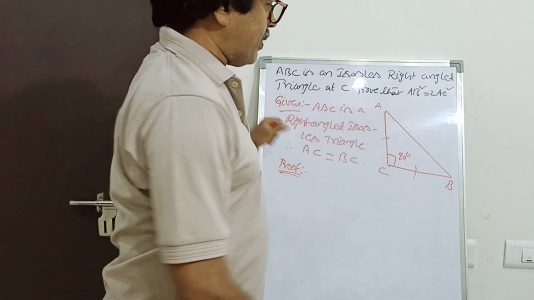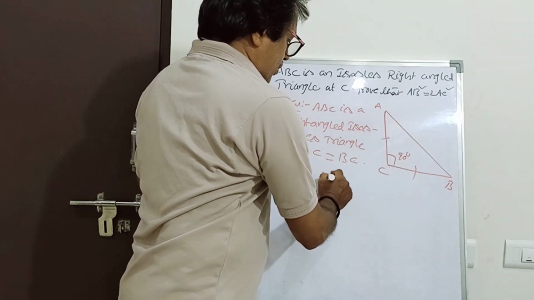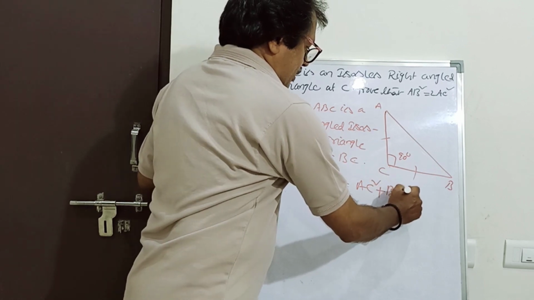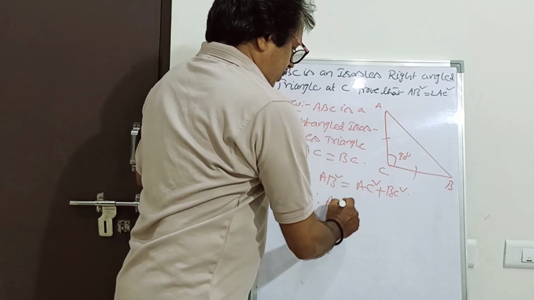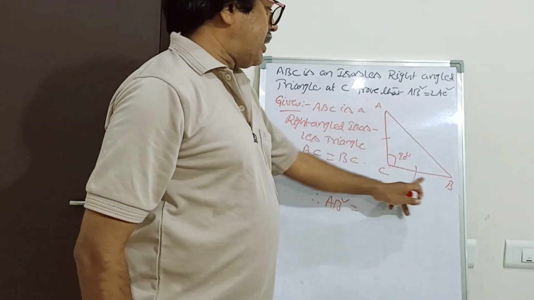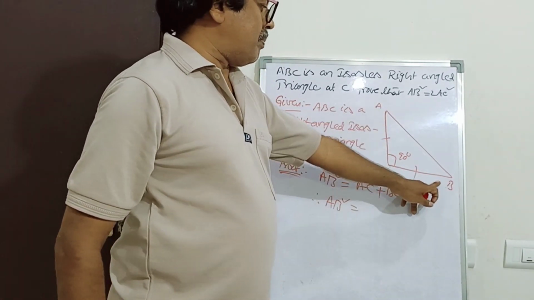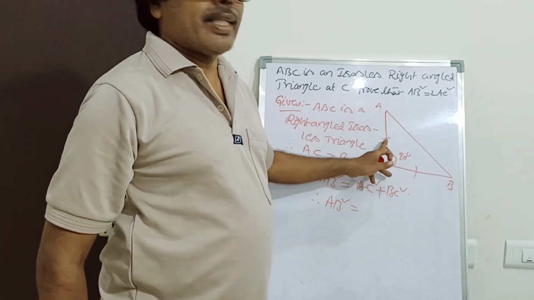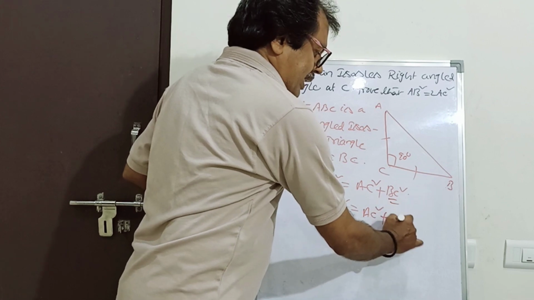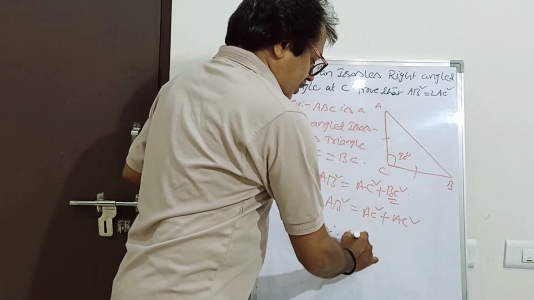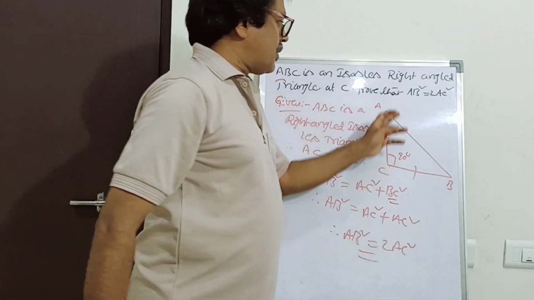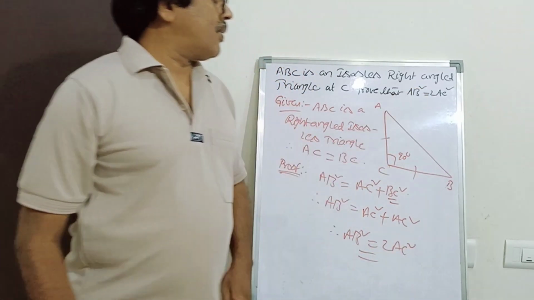According to Pythagoras theorem, in a right angle triangle, the square of the hypotenuse is equal to the sum of the squares of the other two sides, AC square plus BC square. Therefore, AB square is equal to, see here, AC is equal to BC, since it is an isosceles right angle triangle. I am going to replace this BC by AC again. Therefore, AB square is equal to AC square plus AC square, 2AC square. Hence proved. AB square is equal to 2AC square.